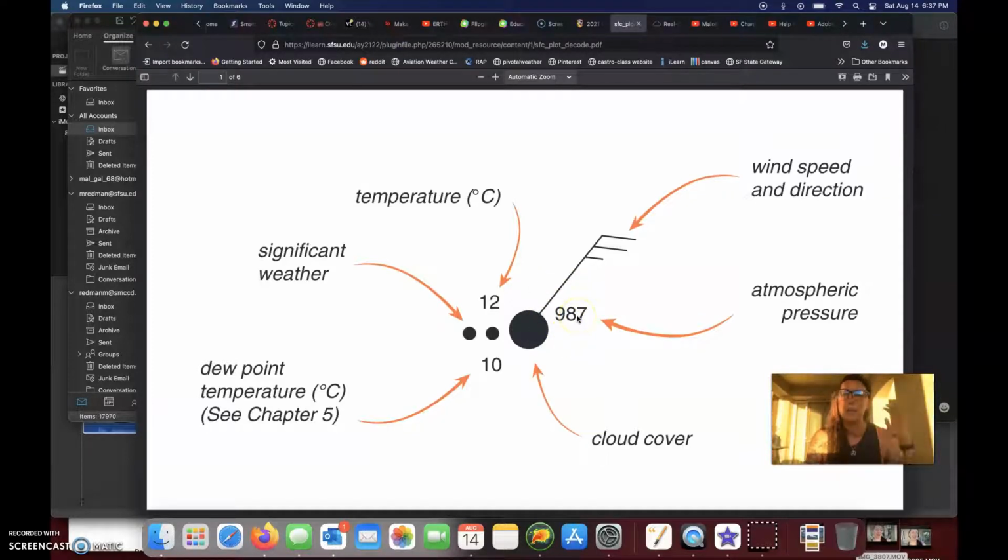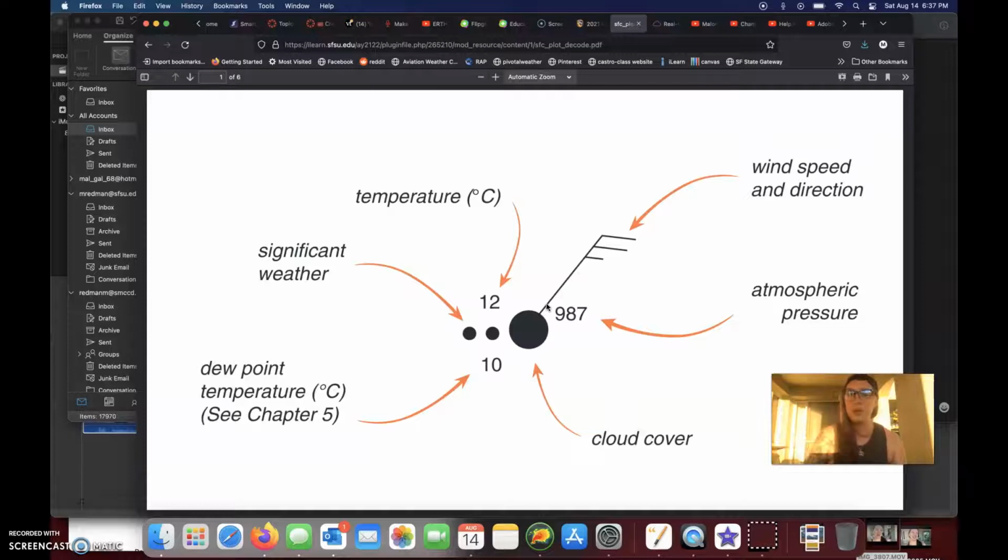And then you see this little number here on the right-hand side. This is telling us atmospheric pressure. Unfortunately, we got to decode the pressure part. It's not just straight up 987. Not a very feasible number, but don't worry, I'll show you how to break that one all down. And then this circle here, how much that is filled in gives us cloud cover. So in this particular example, it's completely filled in, so that just means that it is a completely cloudy day.